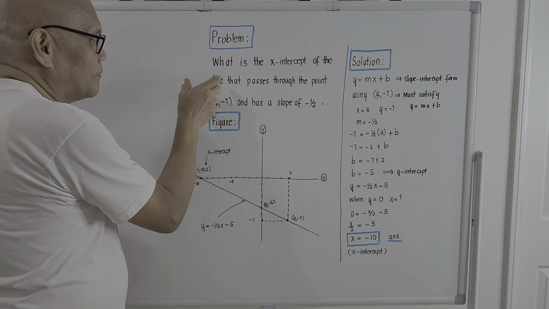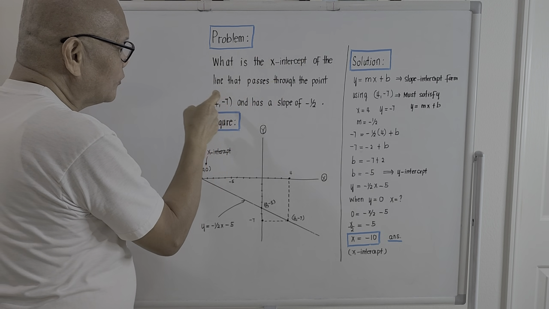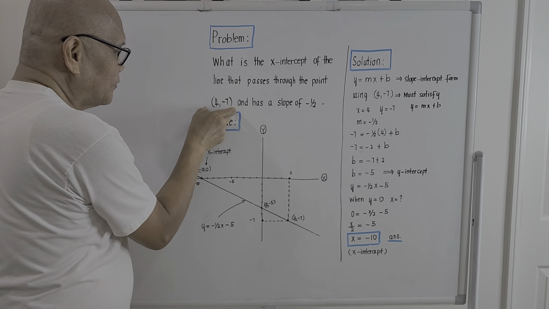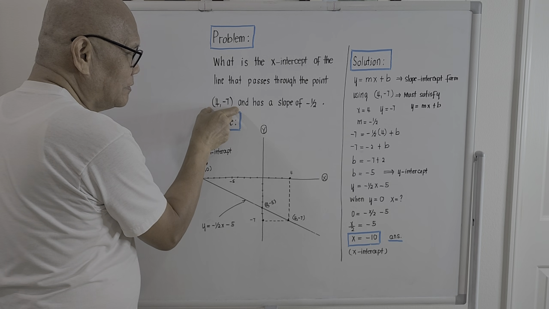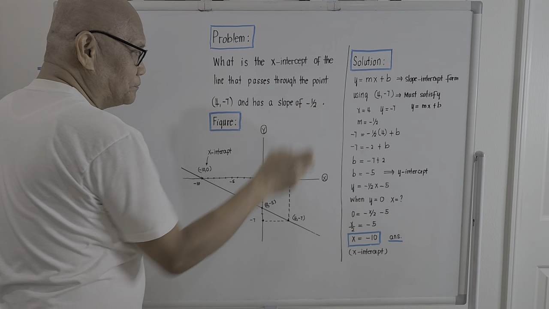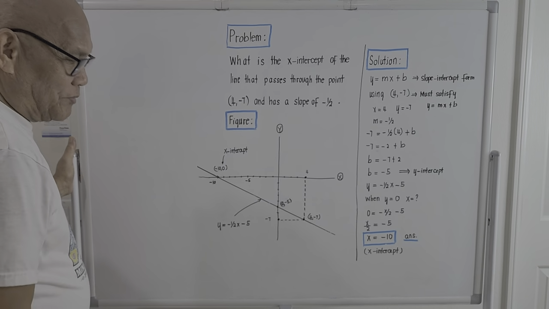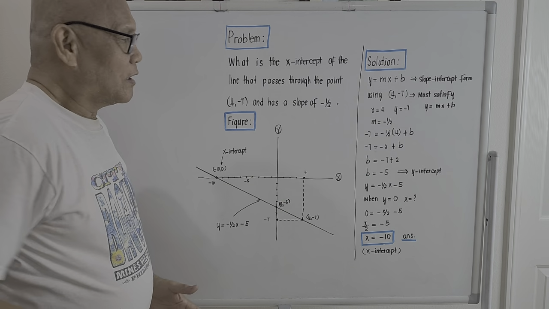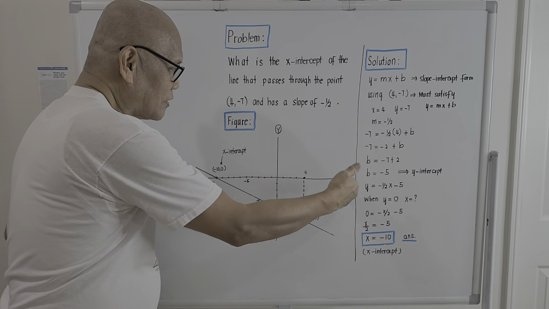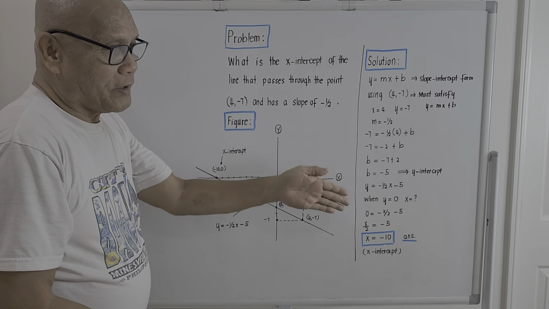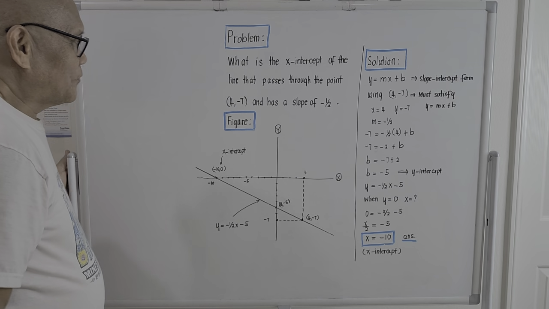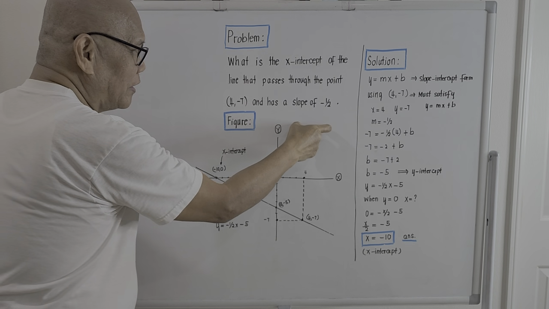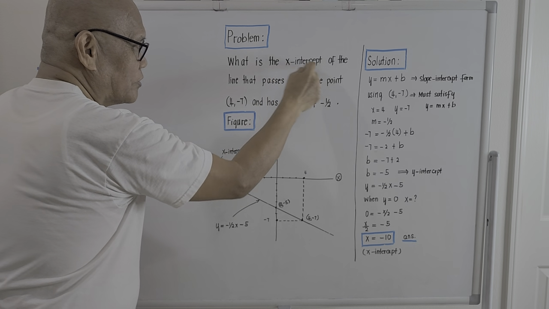We are given the problem. What is the x-intercept of the line that passes through the point? We are given a point. The coordinates of the point are (4, -7), and the line has a slope of -1/2. So this is not a study of algebra, it's analytic geometry. We are on the Cartesian coordinate system, the x-axis and the y-axis. We are given a plane, right? We are given a point and a slope, and the problem is asking what will be the x-intercept.